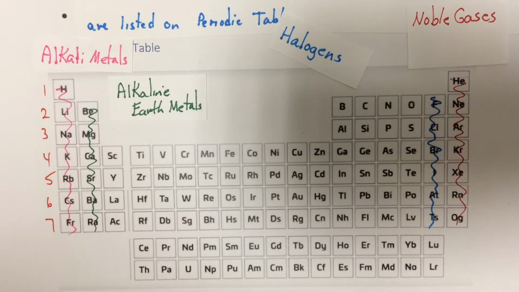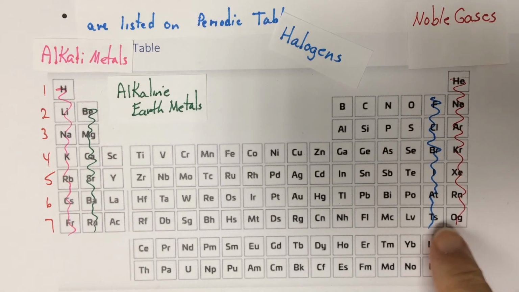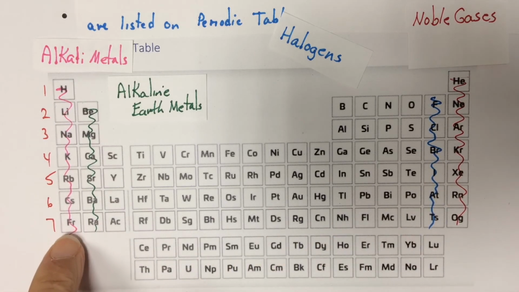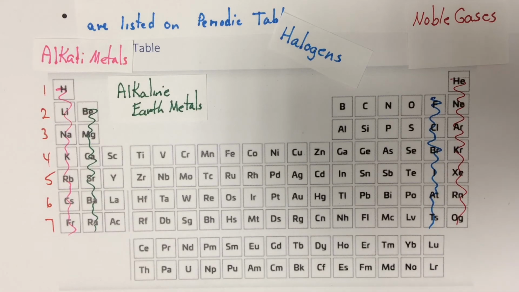Now the noble gases are very unreactive. They were called noble gases because they didn't deign to combine with the lesser elements. And so they're very unreactive. The halogens are extremely reactive. The alkali metals are very reactive, and the alkaline earth metals are reasonably reactive.